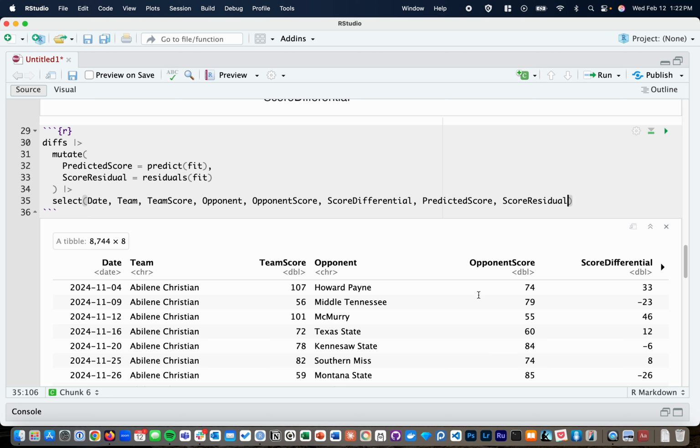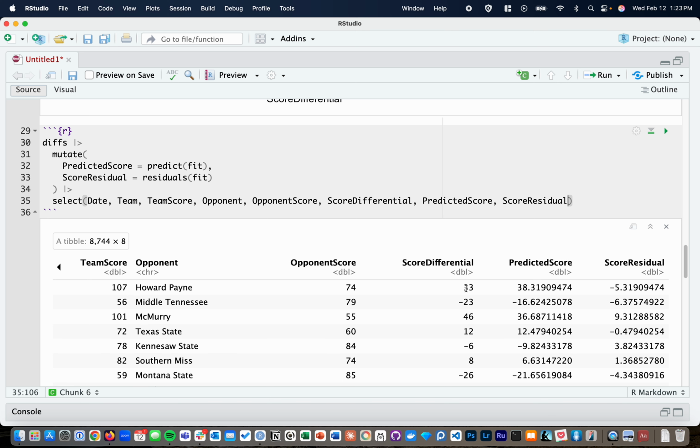Okay. So Abilene Christian in their first game won 107-74, a 33-point score differential. The predicted score differential was 38. So based on the shooting, Abilene Christian actually did about 5 points worse than the prediction would have said. The next game they lost by 23. They should have only lost by 16. So again, they underperform here, they underperform here relative to the model.